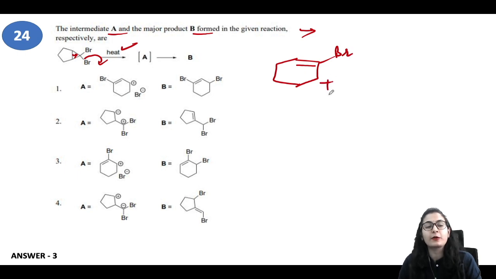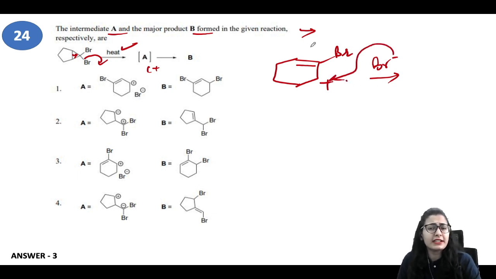बस ये देखो. It gives you a carbocation on this particular carbon. So A is the carbocation and B is where the Br minus attacks back. Alright, it's not going to attack over here क्योंकि carbocation तो इधर है.